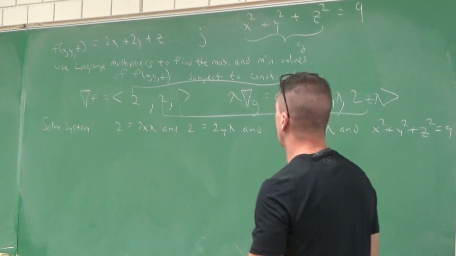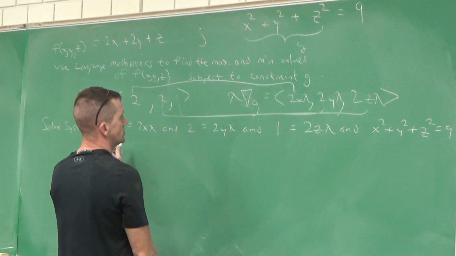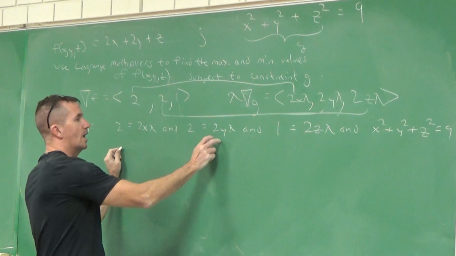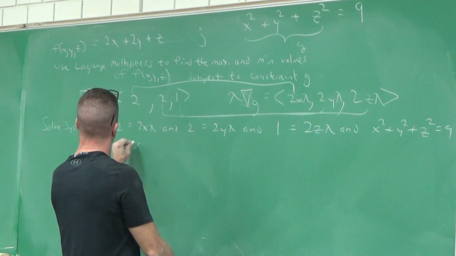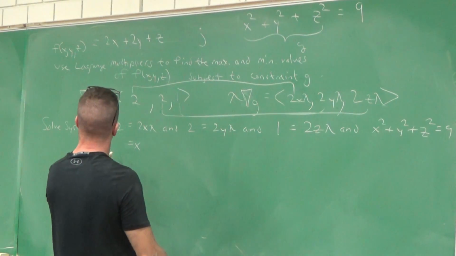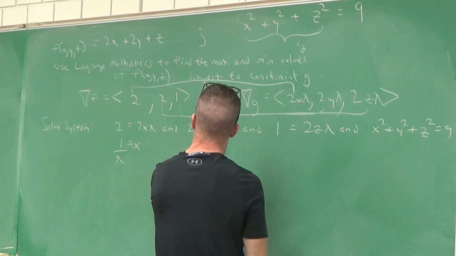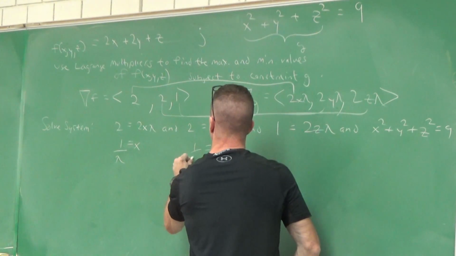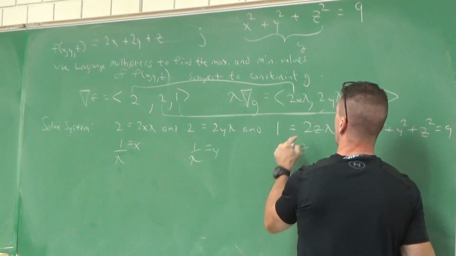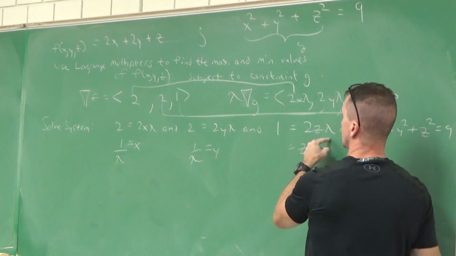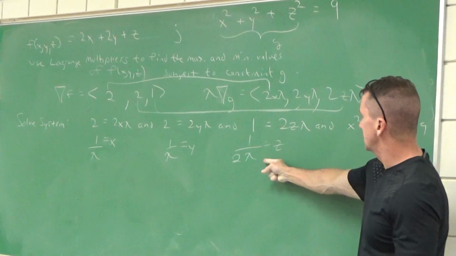So let's see. What does lambda equal here? Or what does x equal? We can solve for x, solve for y, solve for z in terms of lambda, and put them all in here. So what does x equal here? Divide by 2, I get 1 over lambda. What's y equal to? Same, 1 over lambda. And what's z equal to? Divide by 2, and the lambda will be in the denominator, so 1 over 2 lambda.